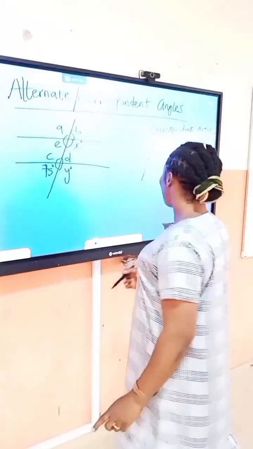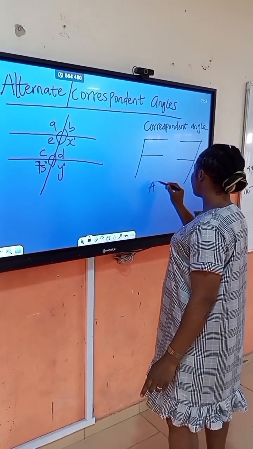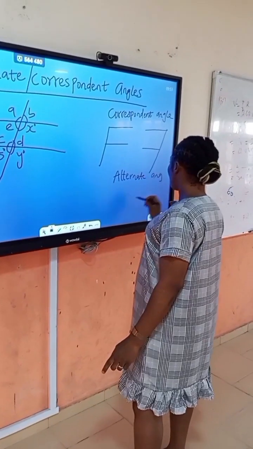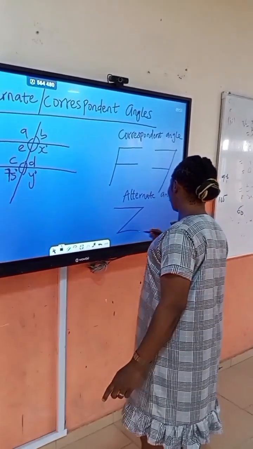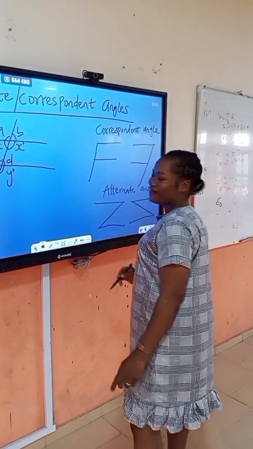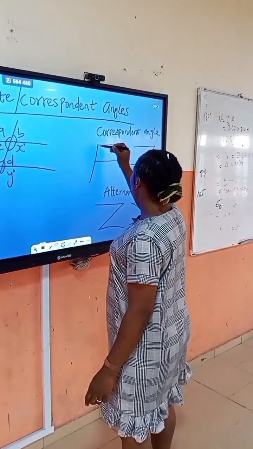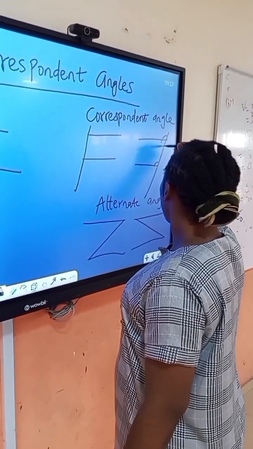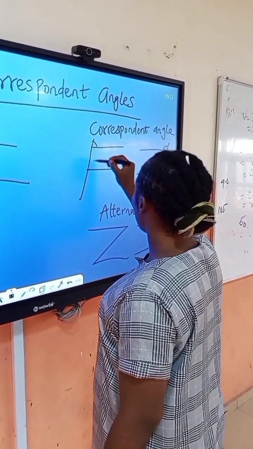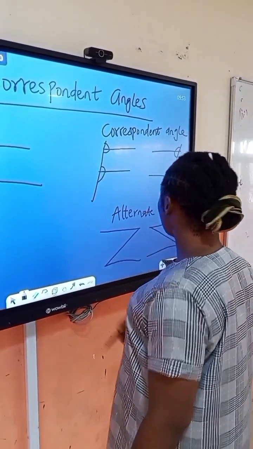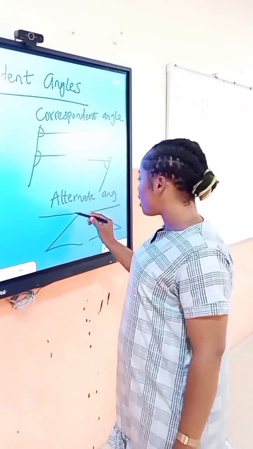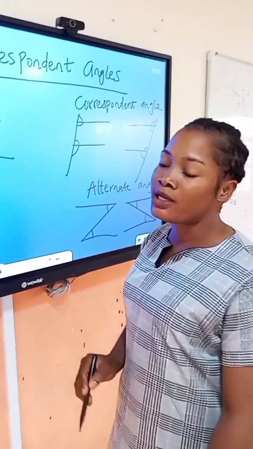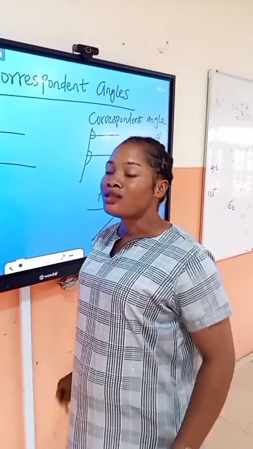Alright, this is it. For alternate angle, we have Z. If you can view it with me. So these are the angles. We have an angle here, we have an angle here, we have an angle here, we have an angle here, and so on. For the alternate angle, we have an angle right here. So we use an F to explain correspondent, while we use a Z to explain that of alternate angle.